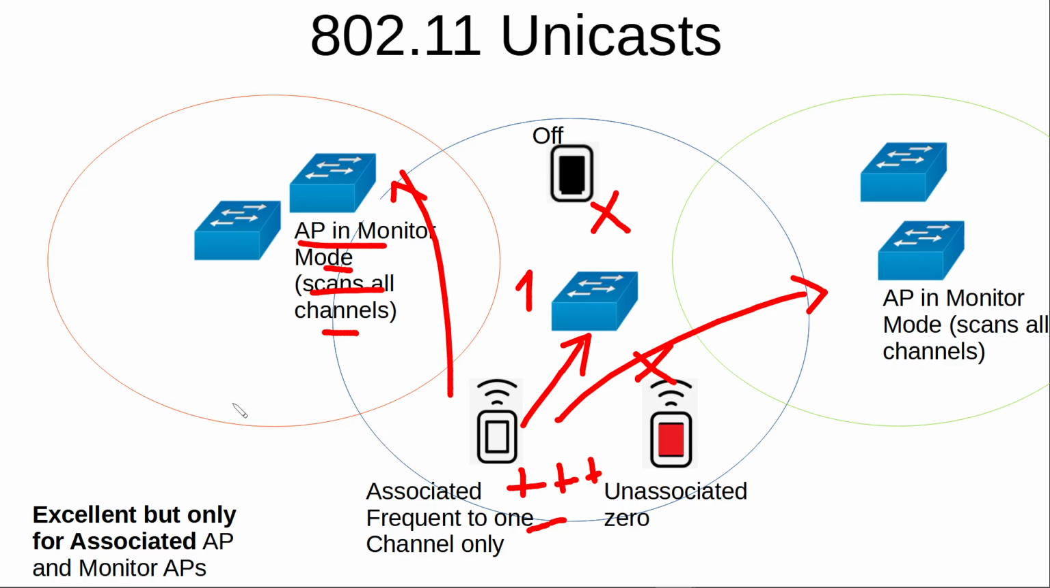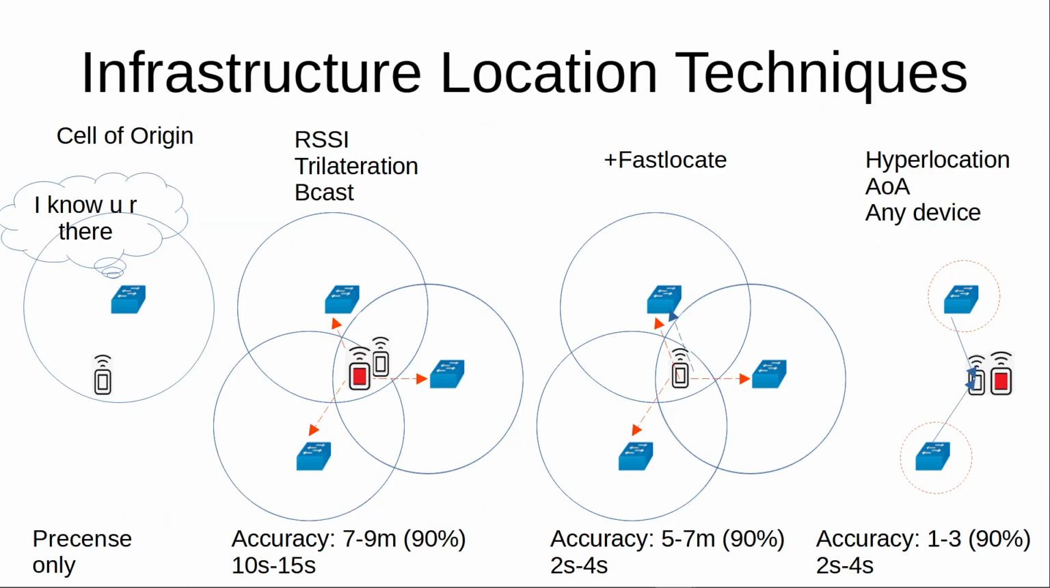So in summary, using unicast for location is excellent, but it has a drawback: only associated access points and access points in monitor mode will be able to receive them. So what are your options? You can use cell of origin using only one access point. It will only provide you with presence.